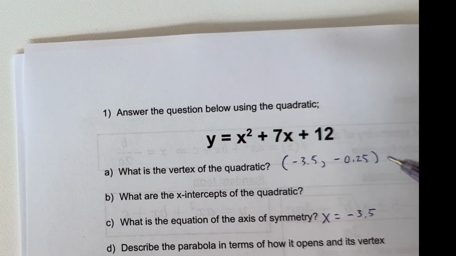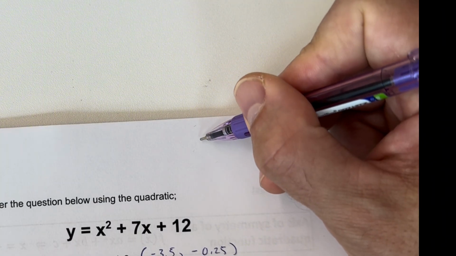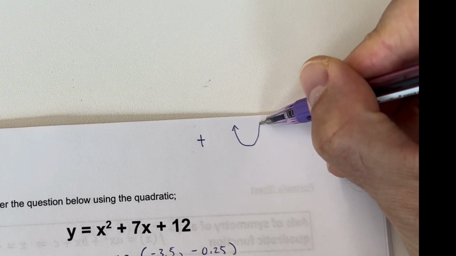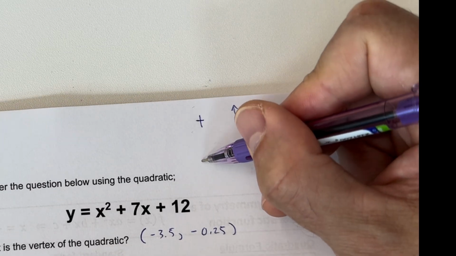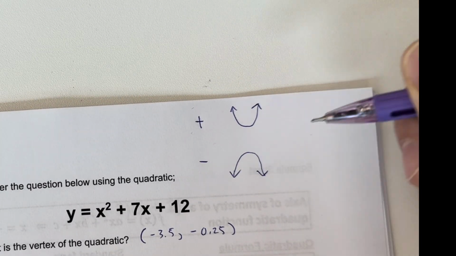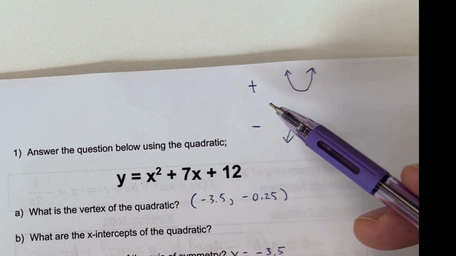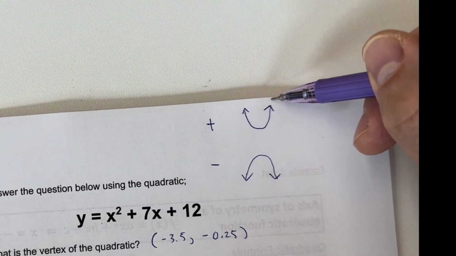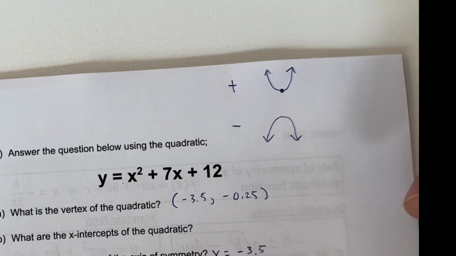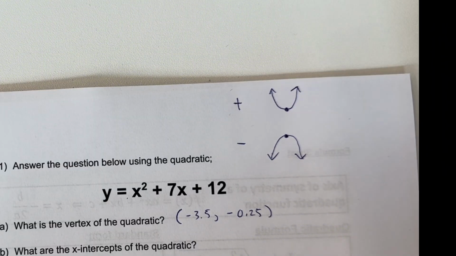So that means, let me just draw a little secret cheat sheet up here. If A is positive, your parabola will look like this. Ta-da! If A is negative, your parabola will look like this. Ta-da! Because my A is positive, my parabola opens up, and my vertex is a minimum. And if it was the other way around, my parabola would open down, and my vertex would be a maximum.